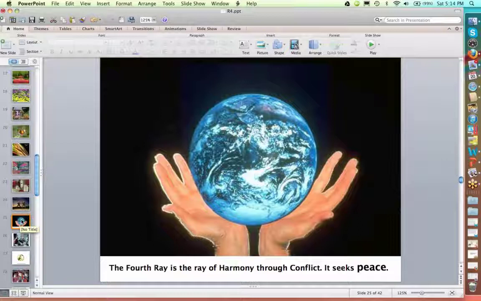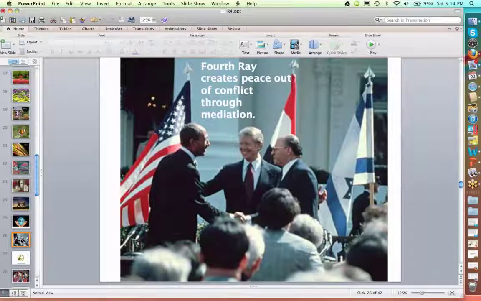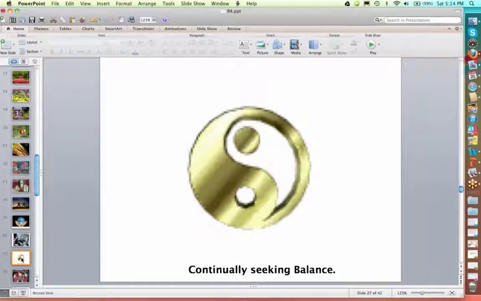It seeks peace. Now, in your mind's eye, you need to have a sense, who are the ones that try to bring peace to humanity? They are, of course, your mediators that are constantly trying to create peace, bringing the two opposite sides together to create a sense of peace.